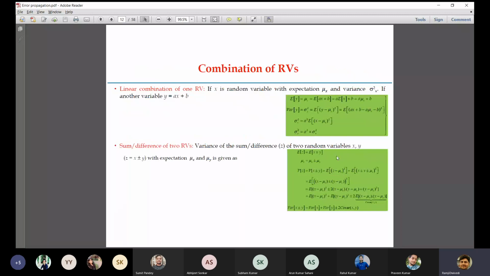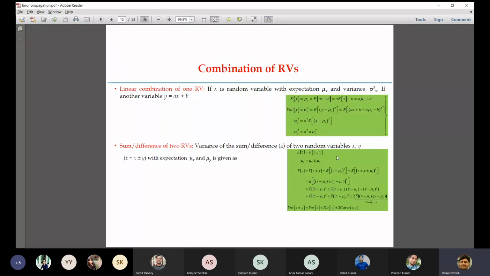Okay, it's a very good slide which starts the fundamentals of error propagation. Let us see the linear combination of one random variable. If x is a random variable with expectation mu x and variance sigma x square, and another variable y is ax plus b, people will ask you what would be mu y, or what will be sigma y square, isn't it?